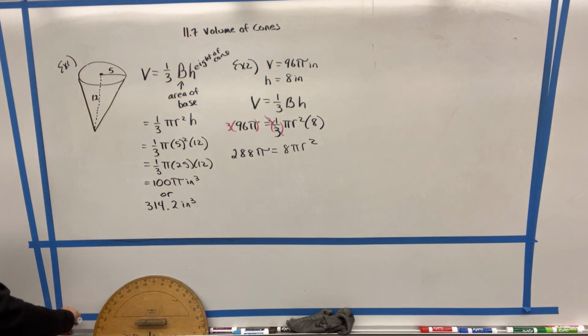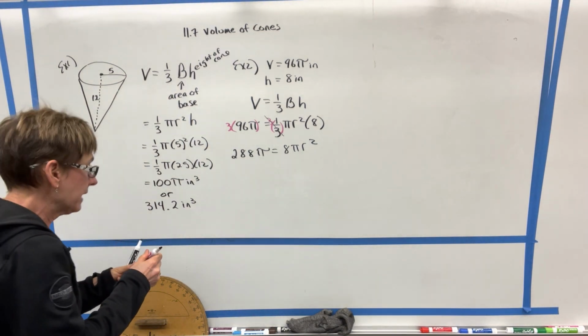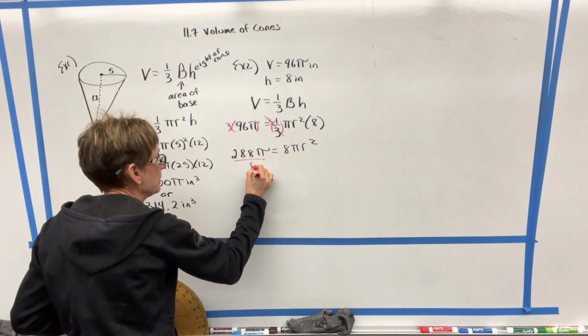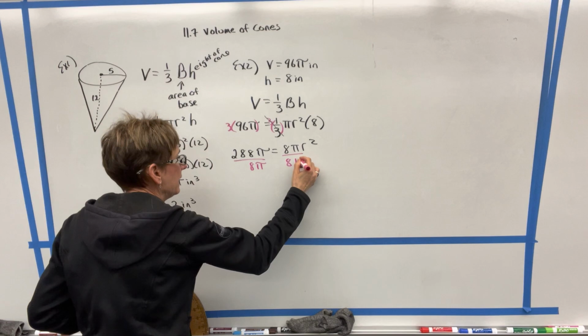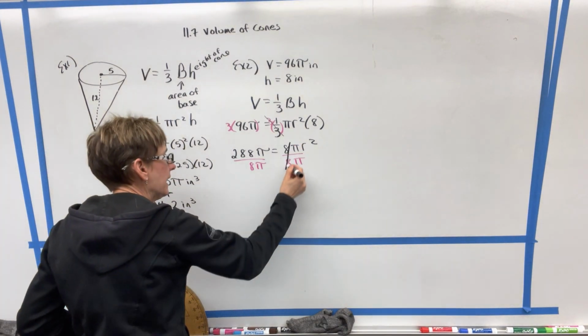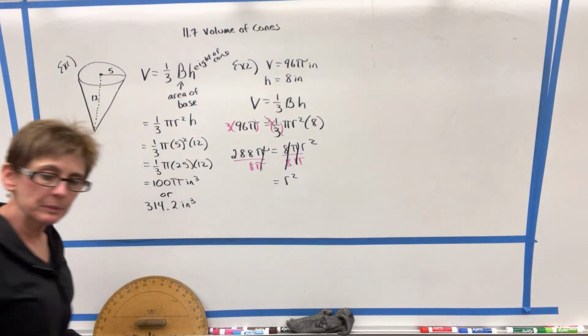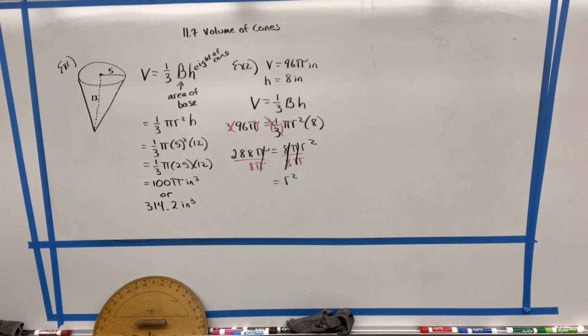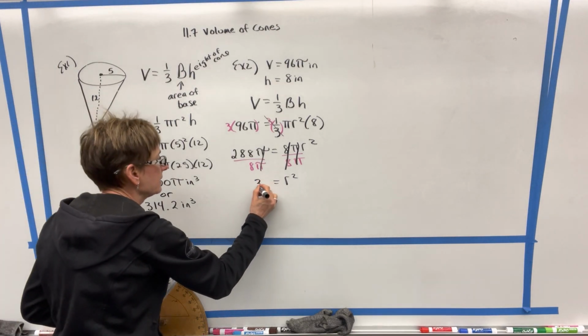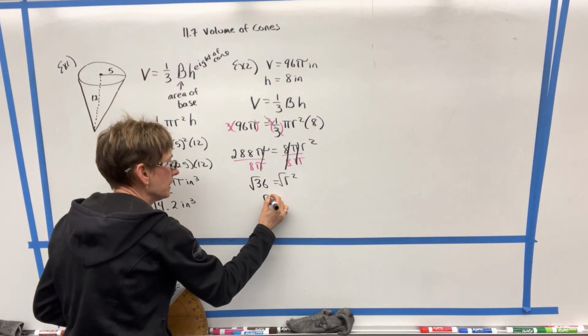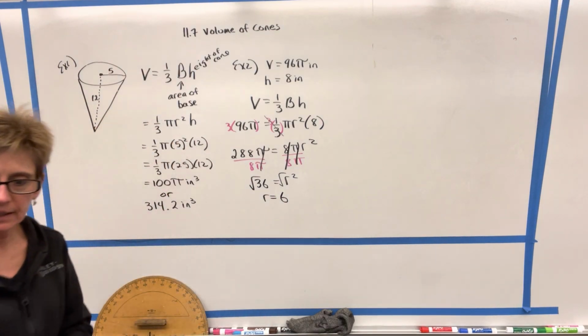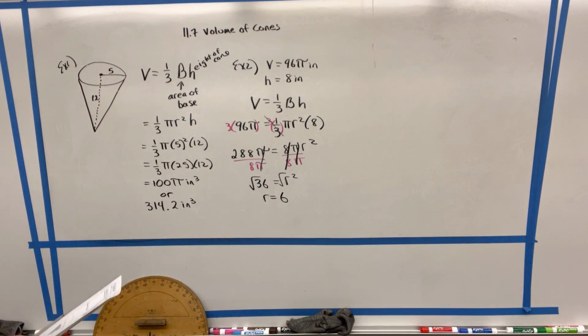Now keep in mind that we can divide both sides of an equation by anything that we want. The thing that would make most sense for us to do here is to divide both sides by 8 pi. So I'm going to divide by 8 pi here and by 8 pi there. When I do that, the 8's and the pi cancel out, so I just have r squared on the right. Here, the pi's cancel out, and 288 divided by 8 is 36. I would take the square root of each, and I would get that the radius is 6. So that's how we would finish that one.